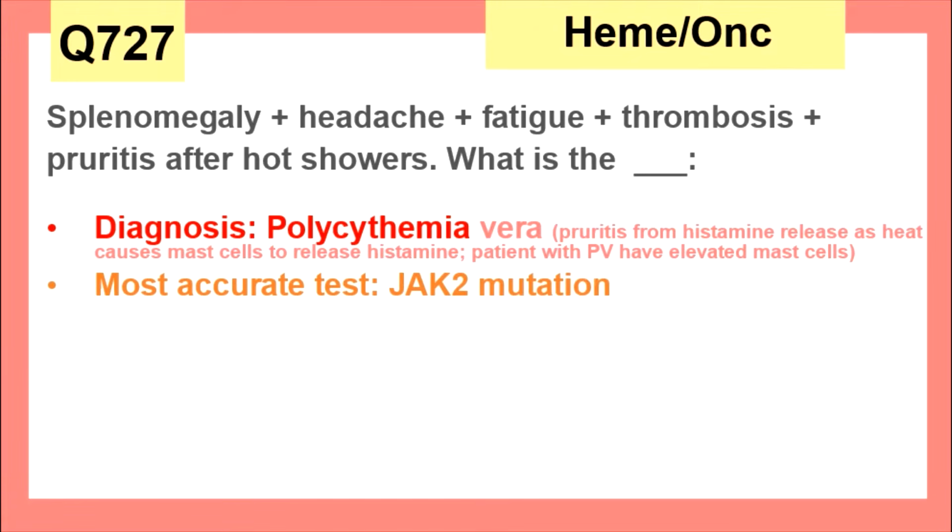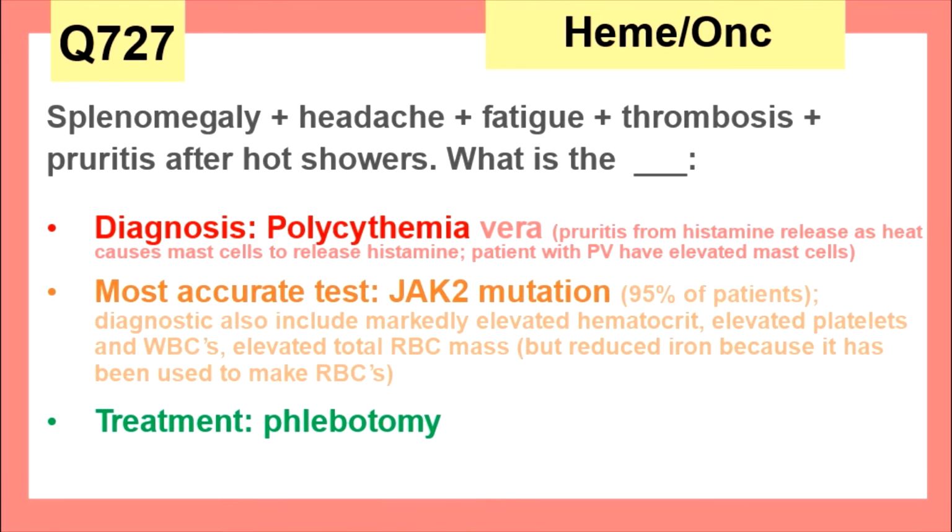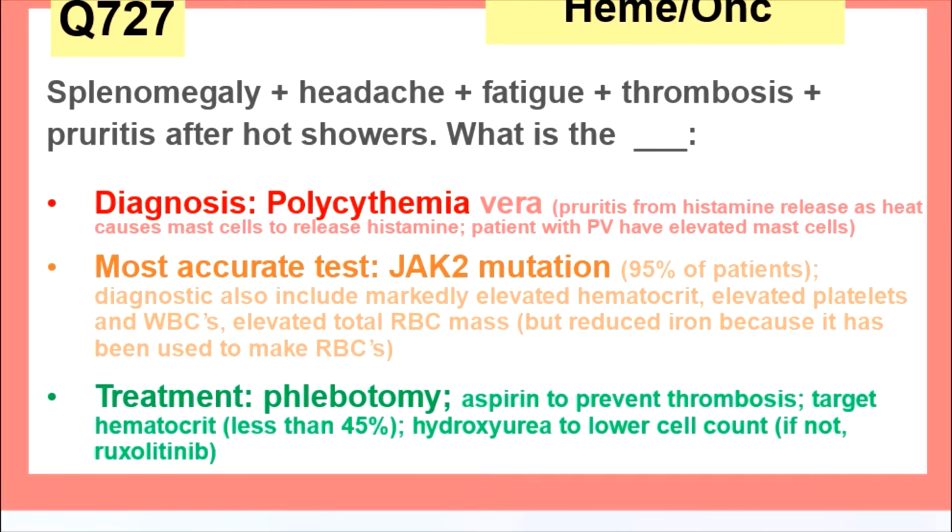The most accurate test is the JAK2 mutation. We see this in 95% of patients. And its diagnostic tests also include markedly elevated hematocrit, elevated platelets and white blood cells, and elevated total red blood cell mass. Iron is actually going to be reduced. And the treatment is phlebotomy. Also, aspirin.